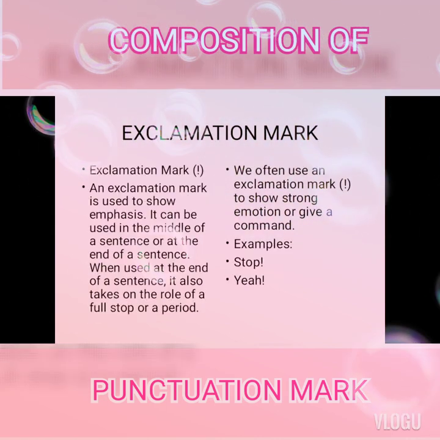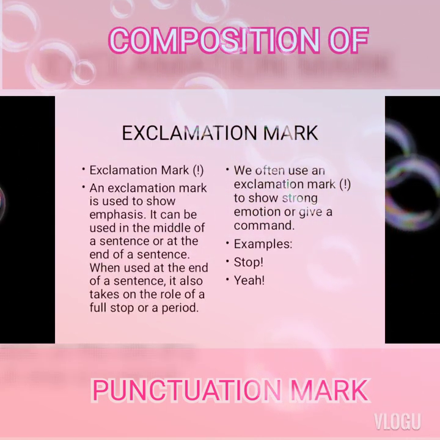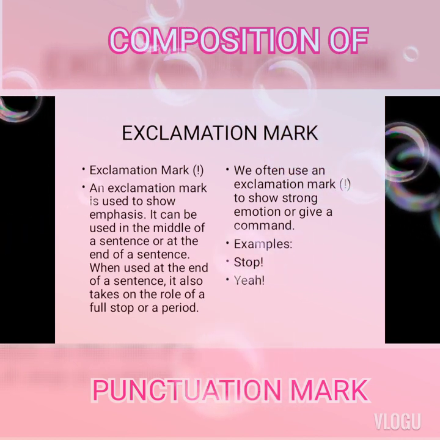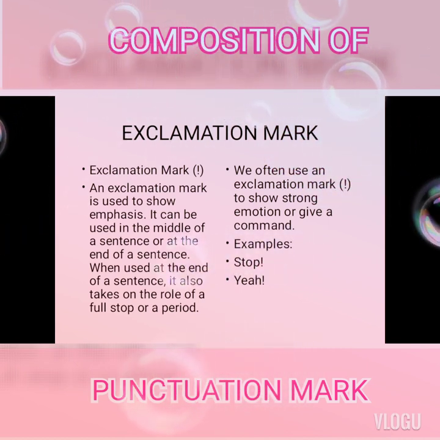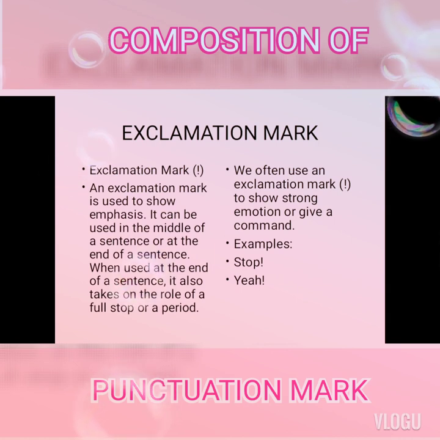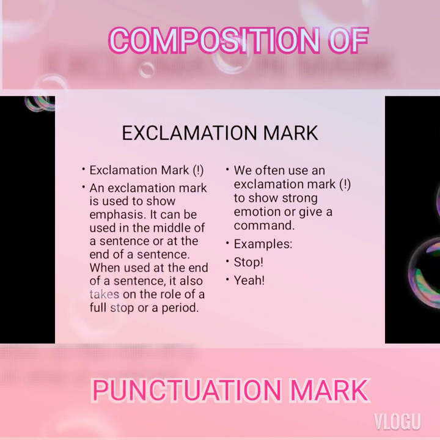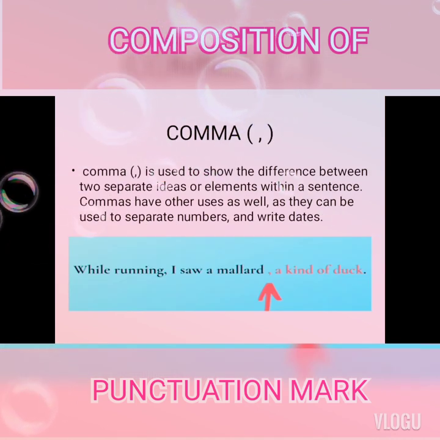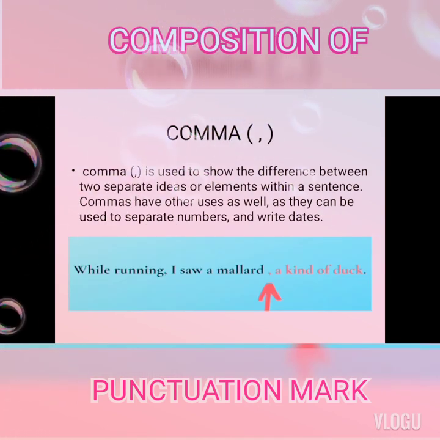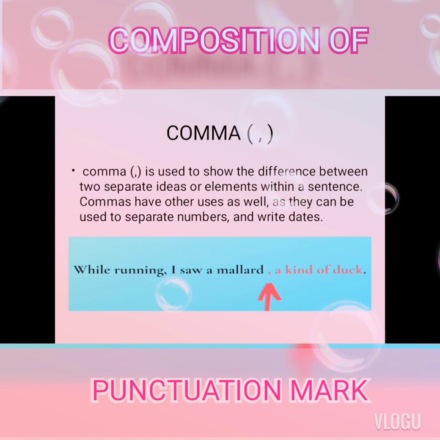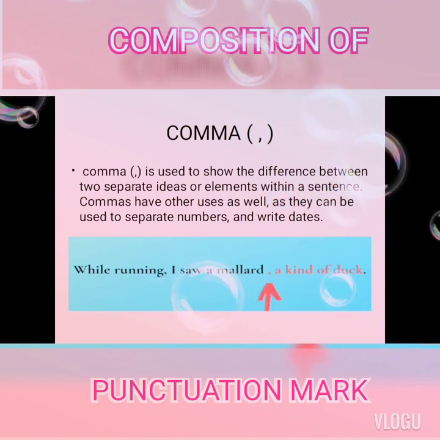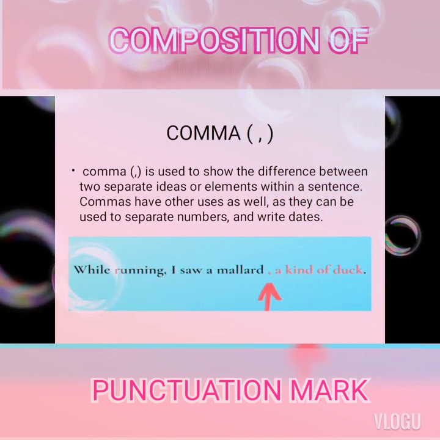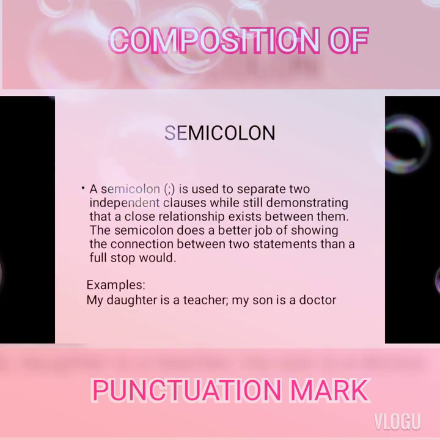Exclamation mark. An exclamation mark is used to show emphasis. It can be used in the middle of the sentence or at the end of a sentence. When used at the end of a sentence, it also takes on the role of a full stop or a period. Comma is used to show the difference between two separate ideas or elements within a sentence. Example, while running I saw a smaller kind of duck.